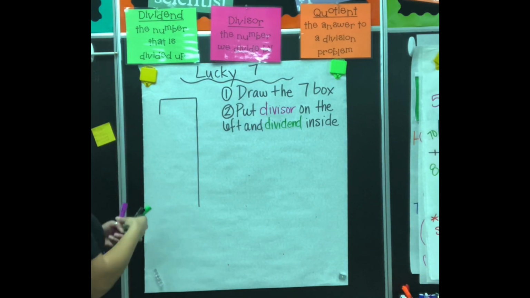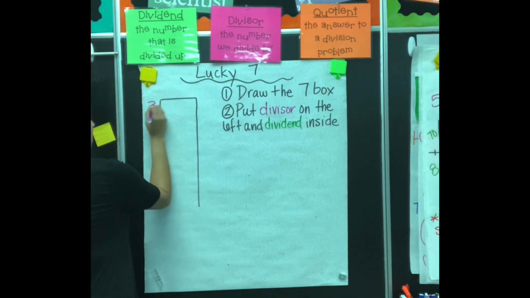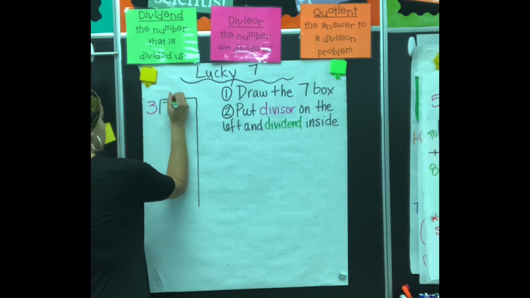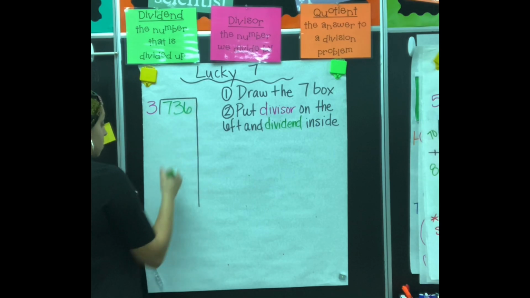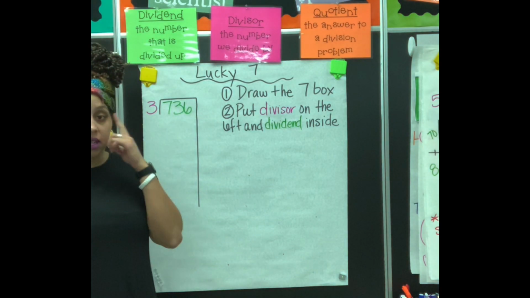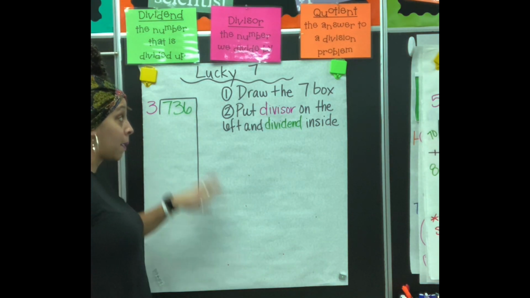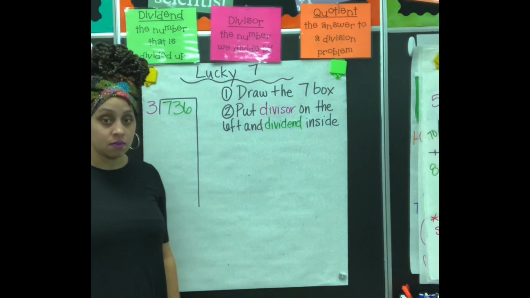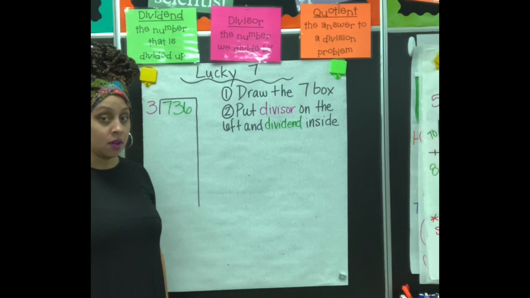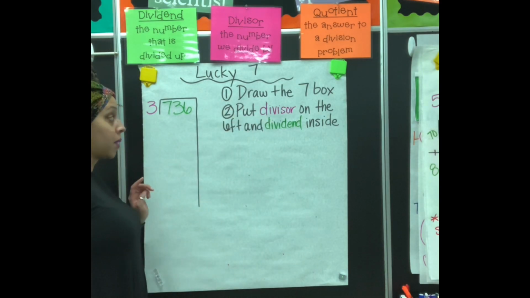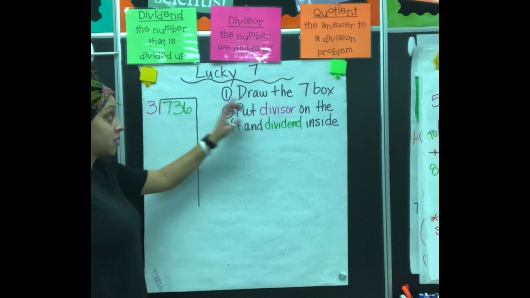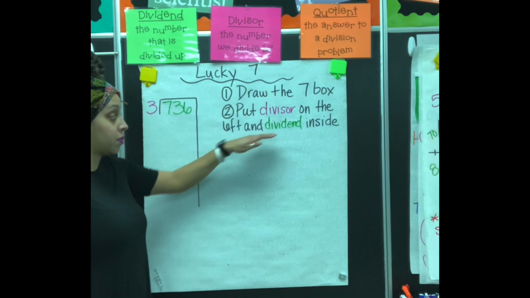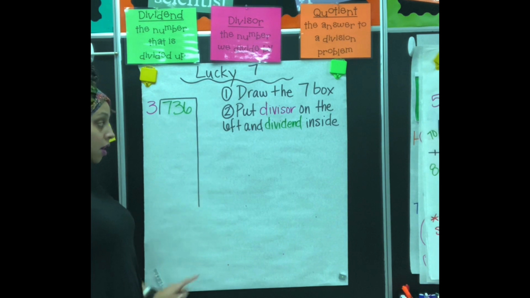So, like I said, my divisor is going to be 3, so it's going to go on the outside, and my dividend is going to be 736. So remember, what we're trying to do is figure out how many 3s are in 736. Okay? So step 1 was we drew our 7 box. Step 2 was we put our divisor, the number that we are dividing by, on the left, and we put the dividend on the inside of our 7 box.